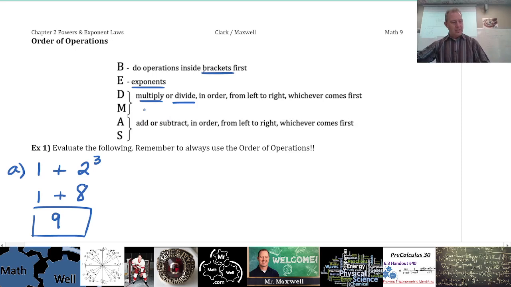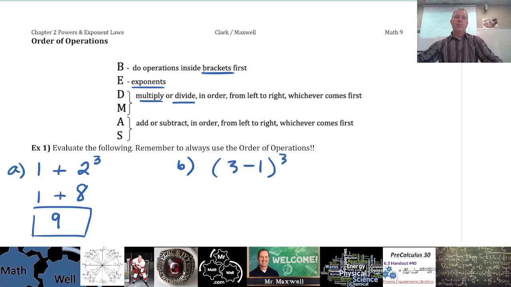Okay, let's do another one. This one. Let's do 3 minus 1 all cubed. Now, I kind of gave you a hint of what we need to do first. I said 3 minus 1 all cubed. You see that? That was my little hint. But order of operations would say I start at B. Do I have any operations inside brackets? I sure do right here. Even though subtraction would come way after exponents, because this is in the brackets, I have to do that first. All right. So that's what makes this a bit different.